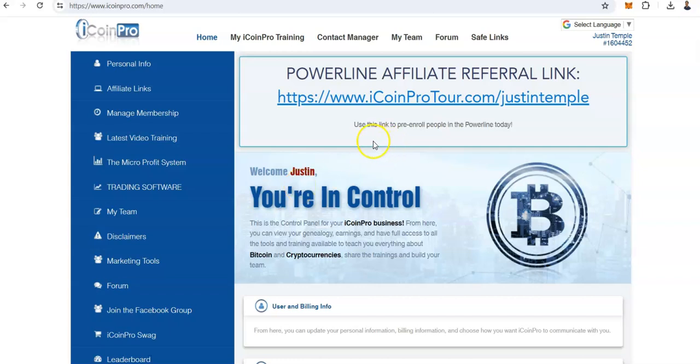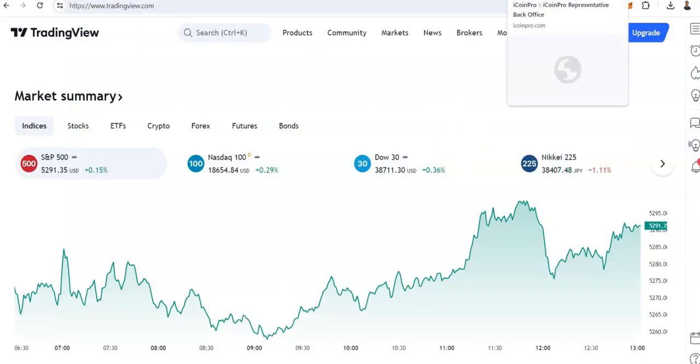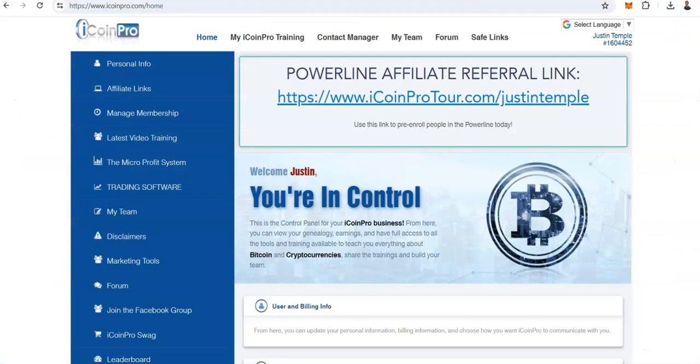So step 1 is you're going to log into iCoinPro. Step 2, log into your paper trading account. TradingView is a good one. And then what you're going to do is go to Forum.